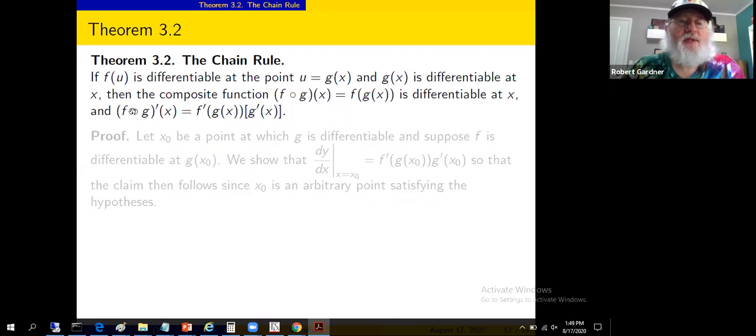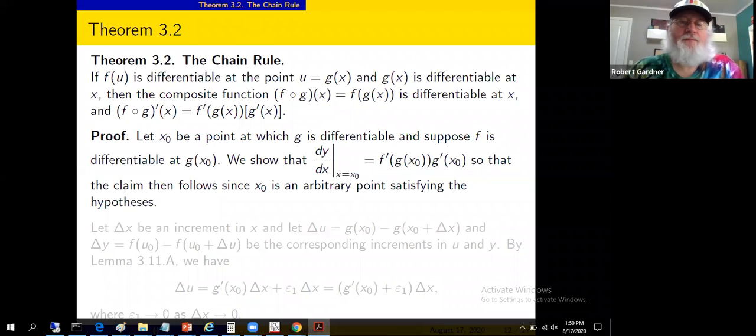Okay, so the chain rule says, composition of functions, remember, we wrote them like this. f of u is a differentiable function at point u equals g of x, where g of x itself is differentiable at value x. Then the composition f composed with g of x, that is, f of g of x, is differentiable at x, and the derivative of the composition is what you're used to by now. Differentiate the outer function, rewrite the inner function, and then multiply by the derivative of the inner function. So we're proving that, and we're going to use that lemma that we just had.